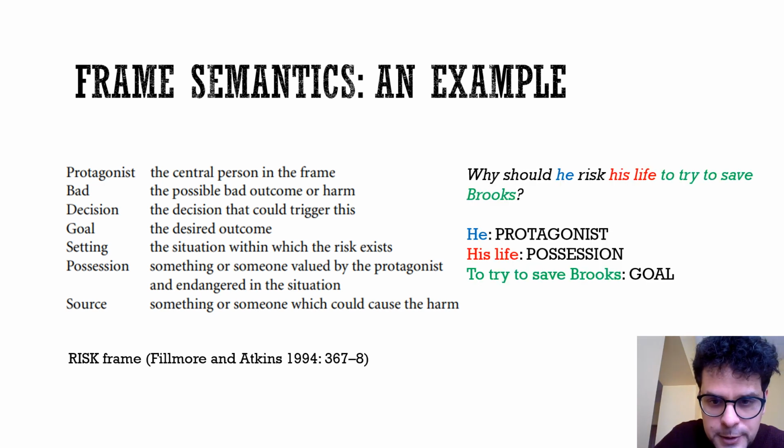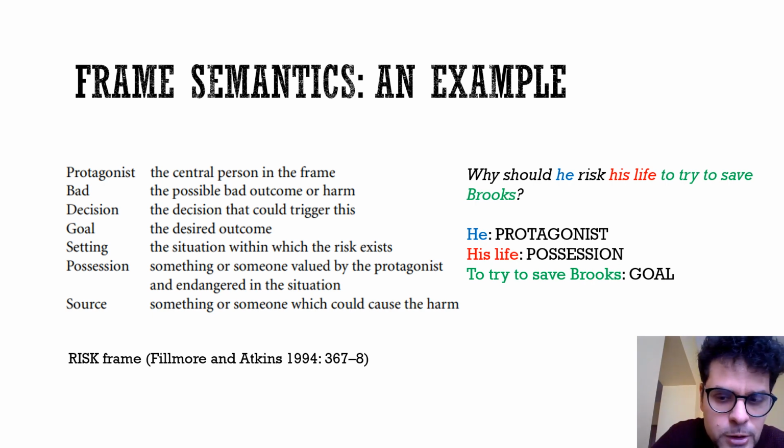Now, let's take a simple sentence to see how frame semantics can be applied to naturally occurring discourse. So basically we are doing the same thing that we can see in FrameNet, only that FrameNet, of course, tagged 200,000 examples of naturally occurring language. So: why should he risk his life to try to save Brooks? Okay, so this is the sentence.